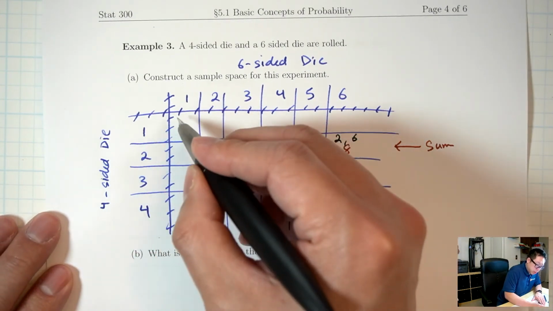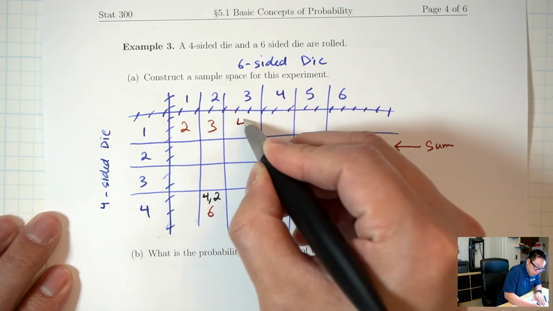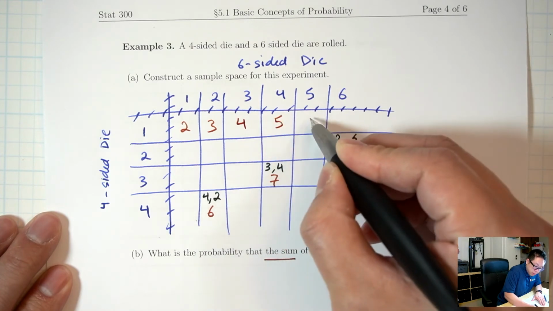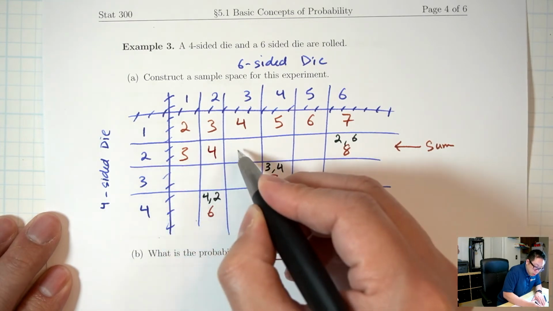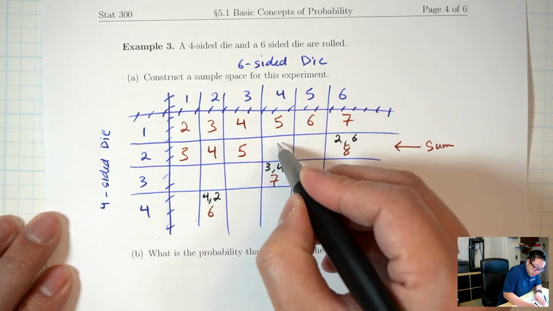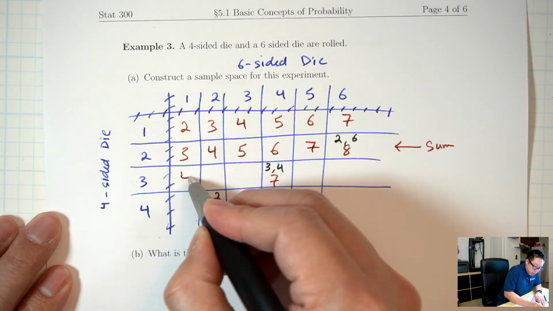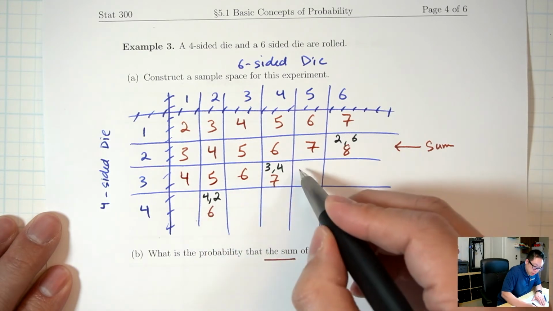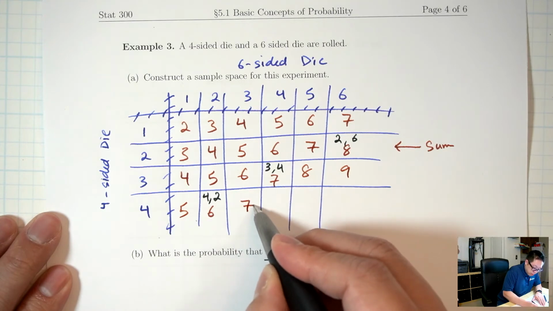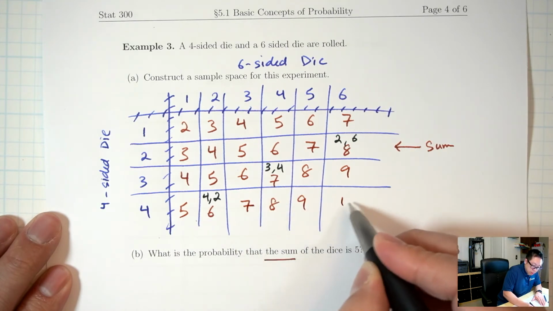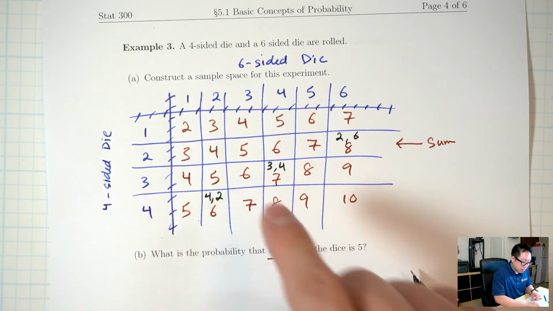A 1 and a 1 will be a 2. Here, 1 and 2 will be 3. 1 and a 3 will be 4. 1 and a 4 is 5, 6, 7. 2 and a 1 is 3. 2 and a 2 is 4. 2 and a 3 is 5. 2 and a 4 is 6. 2 and a 5 is 7. That's a 4, that's a 5, that's a 6, 8, 9, and a 10. So all I did was, for each box, I looked at what the 2 dice were, and then I added those numbers.